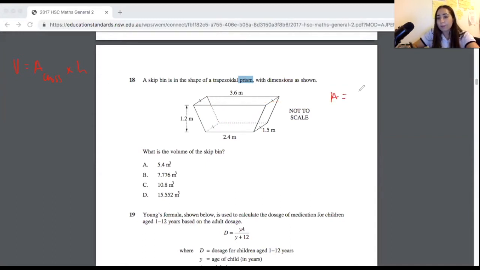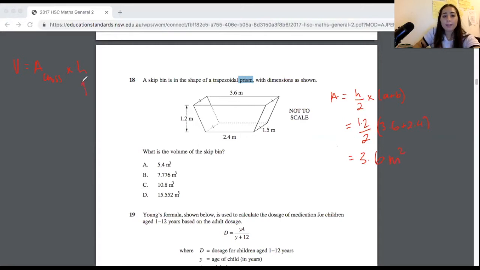We know the area of the trapezium, as I stated before, is half the height times the sum of the two parallel sides. So the two parallel sides are this and this. And the height, which we know is the perpendicular height, is 1.2 over here. So 1.2 divided by 2 times the addition of the two parallel sides, which is 3.6 plus 2.4. And you pop that into the calculator and you get a reading of 3.6. So this is the area of the trapezium, in meters squared.